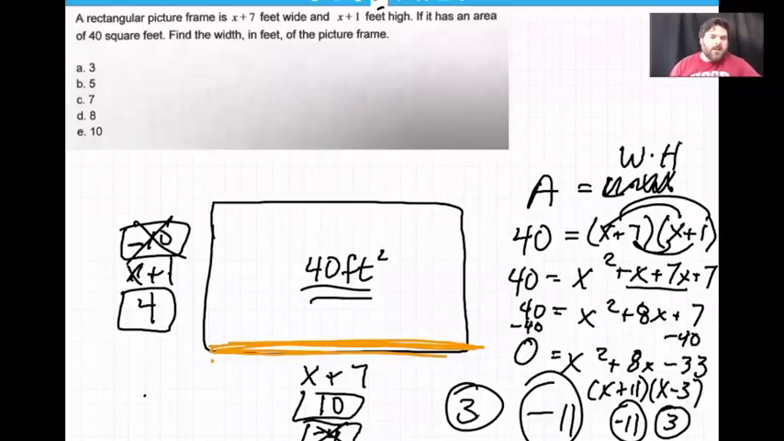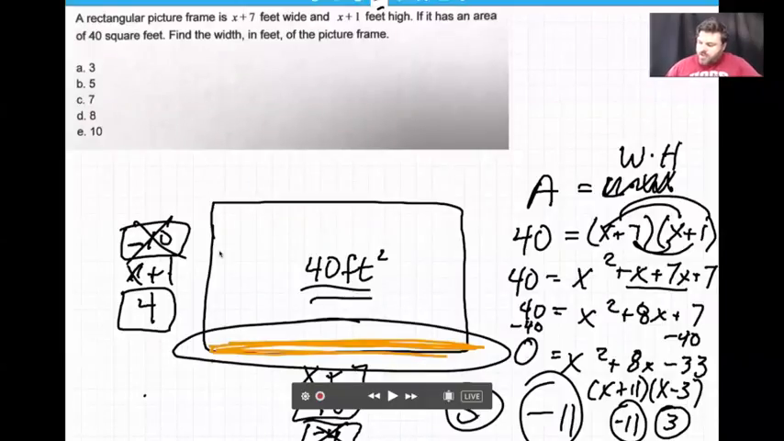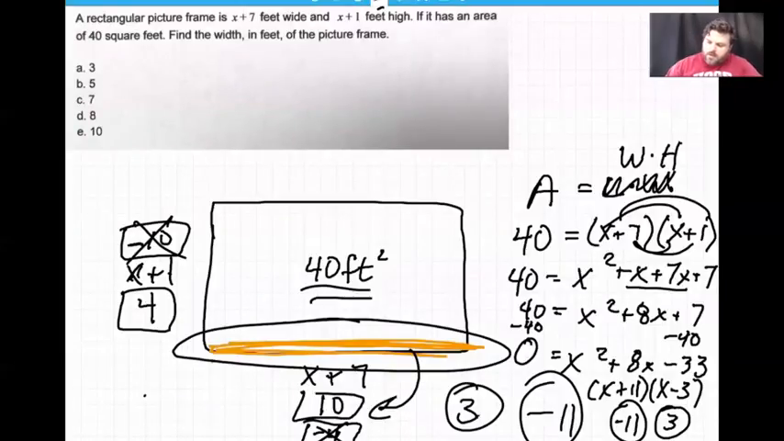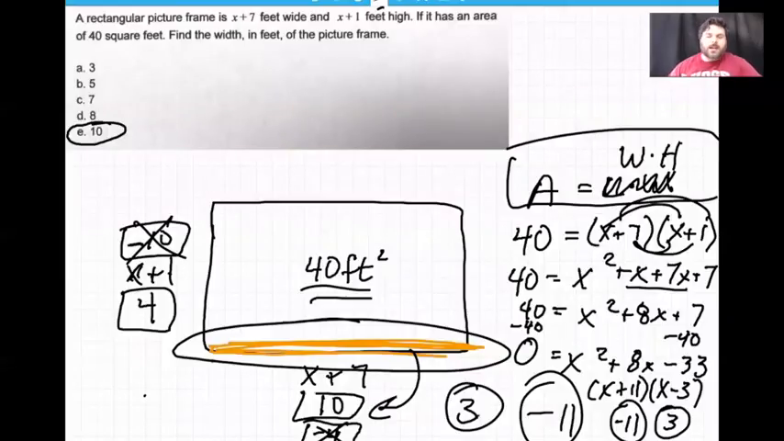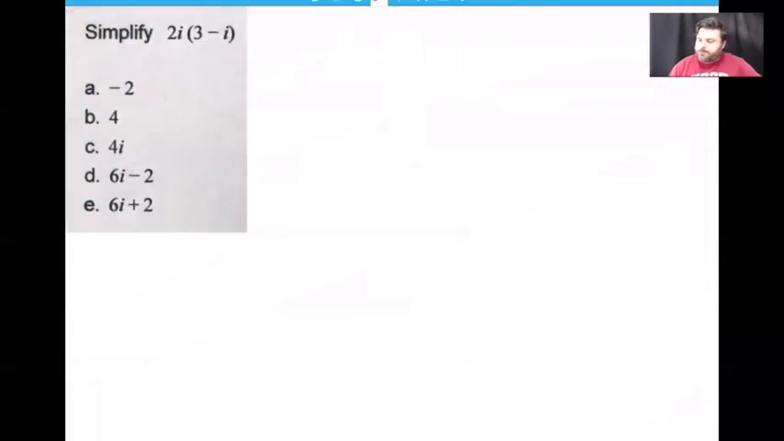So 4 times 10. The question says, find the width. Well, the width is this orange side, which is 10 feet. So E is our answer choice. That is correct. Just remember, you have to think from the very beginning: I've got to set up an equation to solve. This is the area of a rectangle. We know that equation: area equals width times height. Fill in what you know, and then just solve for x. That's a big part of math and the ACT.